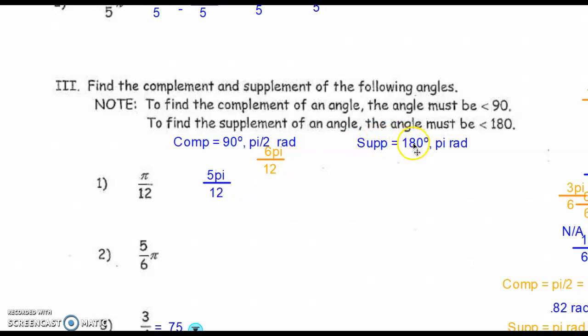Supplement. That means 180 degrees or pi. Well, in twelfths, that's 12 pi over 12. And if I'm at 1, I need 11 more to get to 12. So there's your answer there. I will continue this with another video.